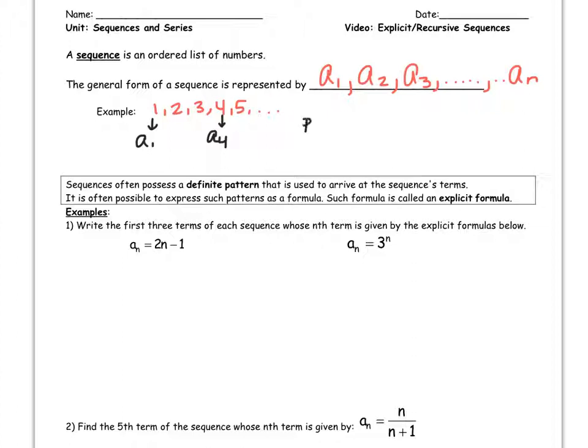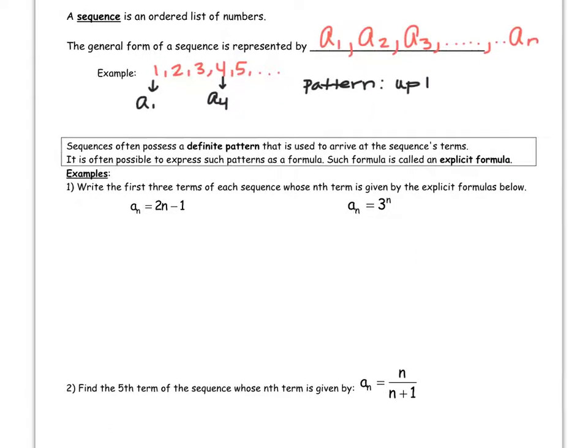And the pattern that exists between each term is up 1. Now, we're going to discuss different types of sequences, but for now, we're going to just discuss the definition of an explicit formula. So let's read next. It says, sequences often possess a definite pattern that is used to arrive at the sequence terms. It is often possible to express such patterns as a formula. Such a formula is called an explicit formula.